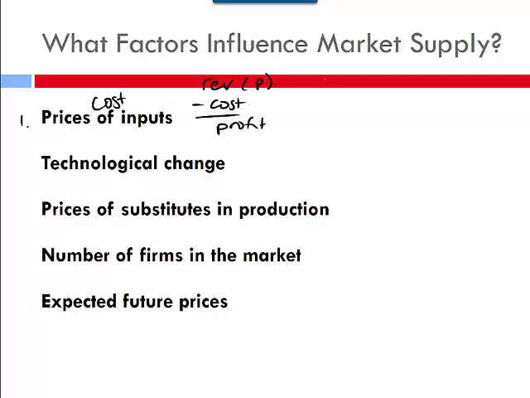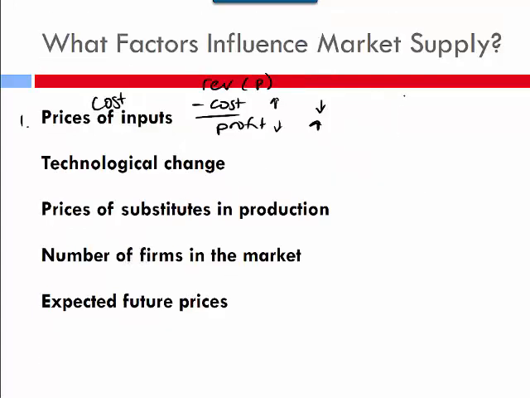So if the revenue stays the same, they're charging the same price, but their costs go up. So if costs are going up, that means their profit is going down. And so they're not making as much profit, they're not going to be willing to supply as much. But on the other hand, if their costs are going down, that means their profits are going up, and so they would be willing to supply more.